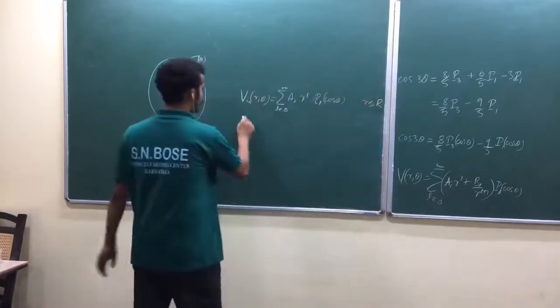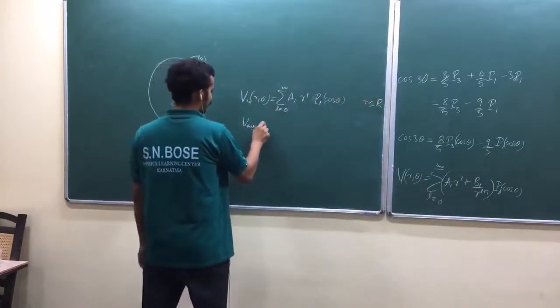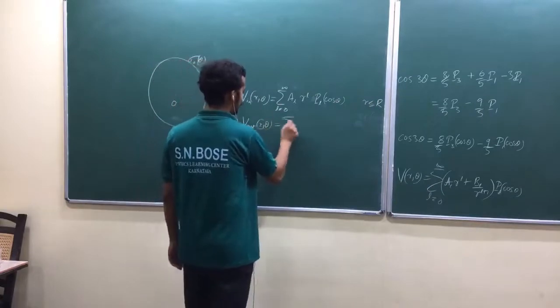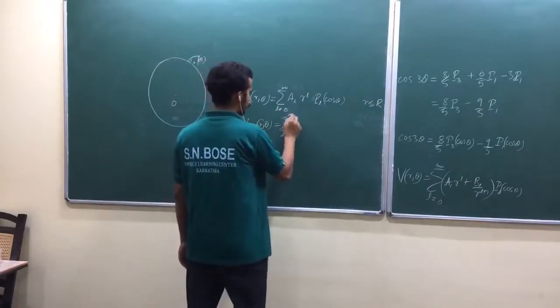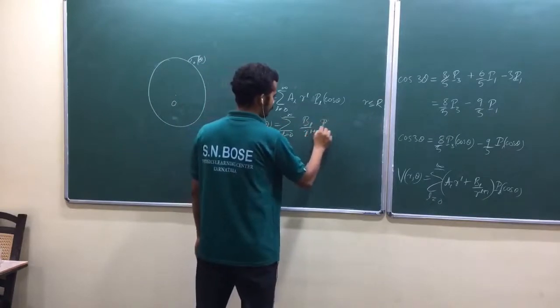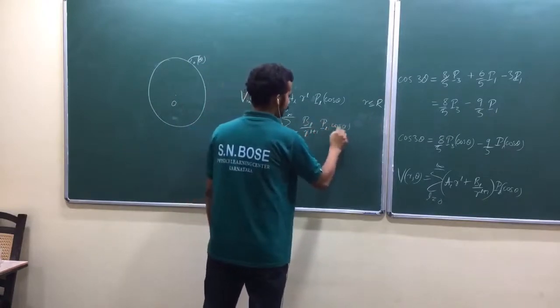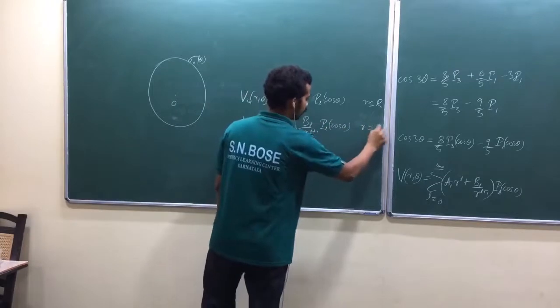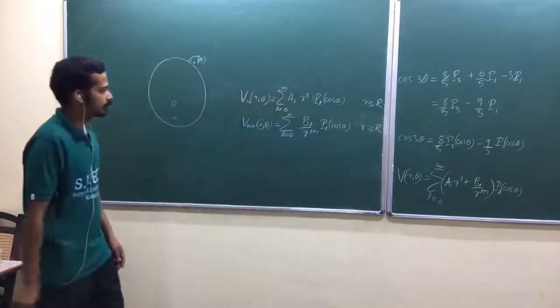That's why you have to avoid that one. Outside, V(R, theta) is equal to the sum over L equal to 0 to infinity of BL by R power L plus 1 times PL of cos theta, when R is greater than or equal to capital R. Why have I written greater than or equal to?